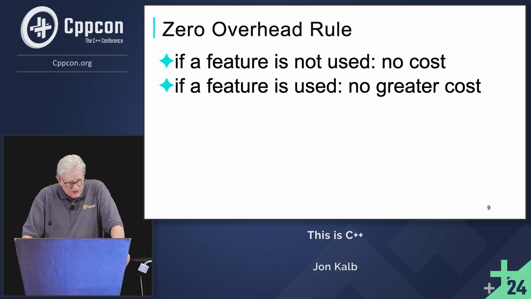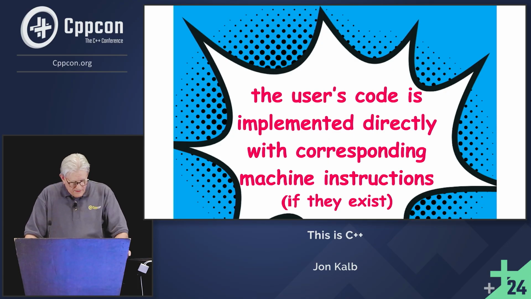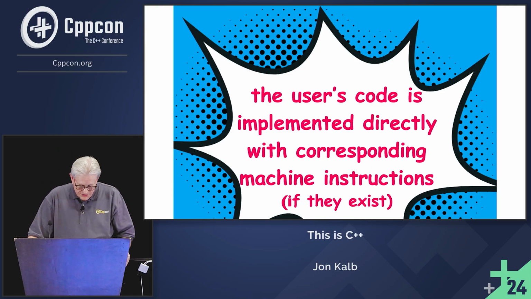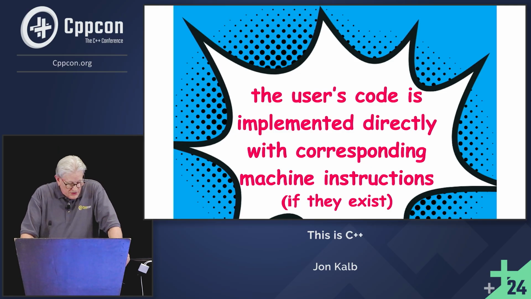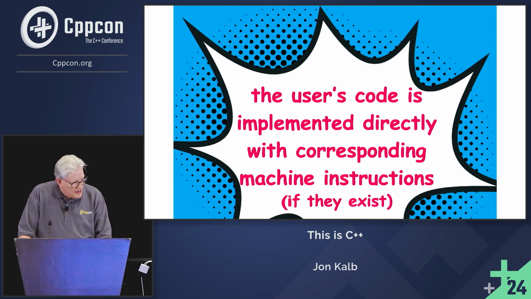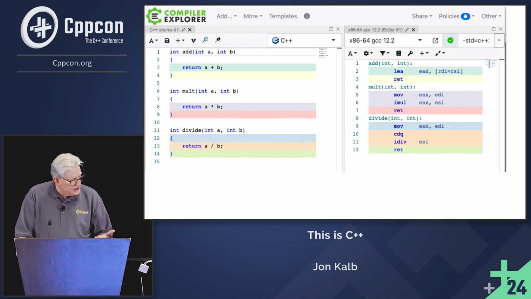So, how does C++ provide uncompromising performance? I think there are several ways, but I think the key one is that the user's code is implemented directly with corresponding machine language instructions if they exist. For example, if the user's code calls for adding two integers, then we implement this with a machine language instruction to add two integers. Division is implemented with an integer division instruction if one exists. But you say, surely every language does this. Well, not necessarily. Let's look at these examples.